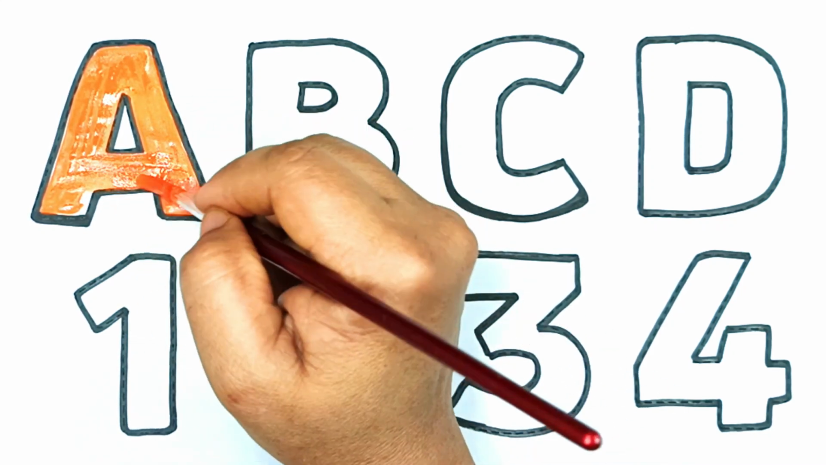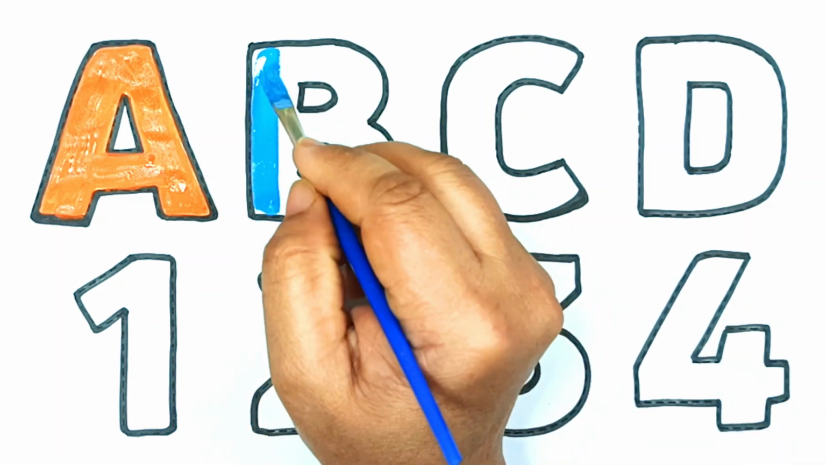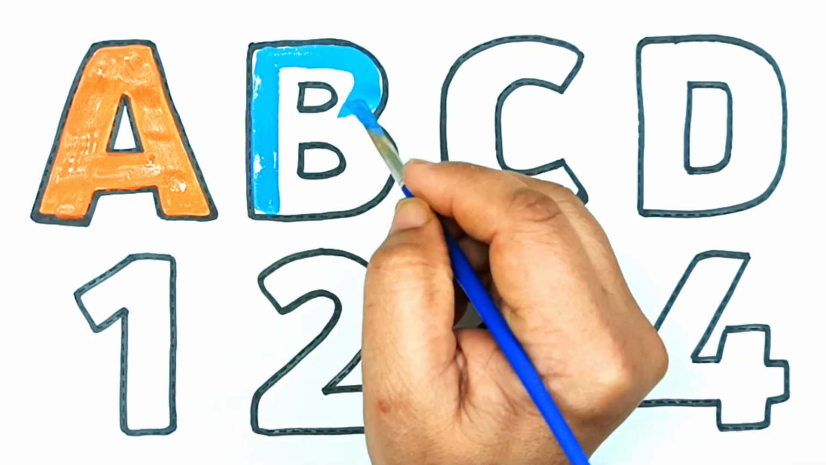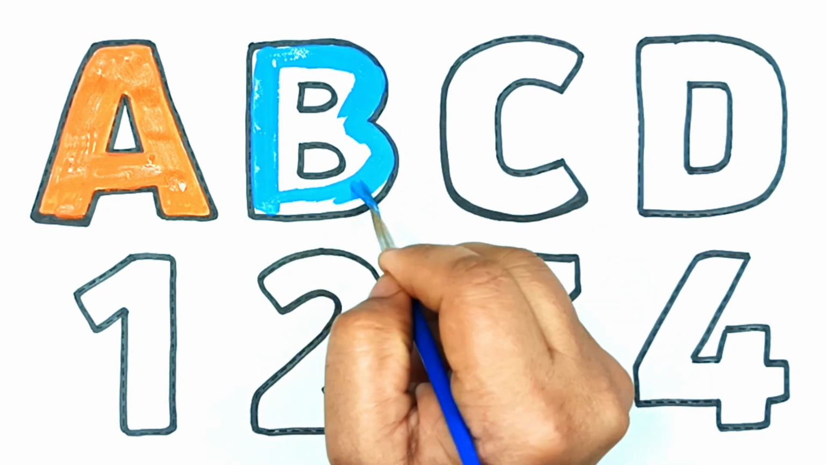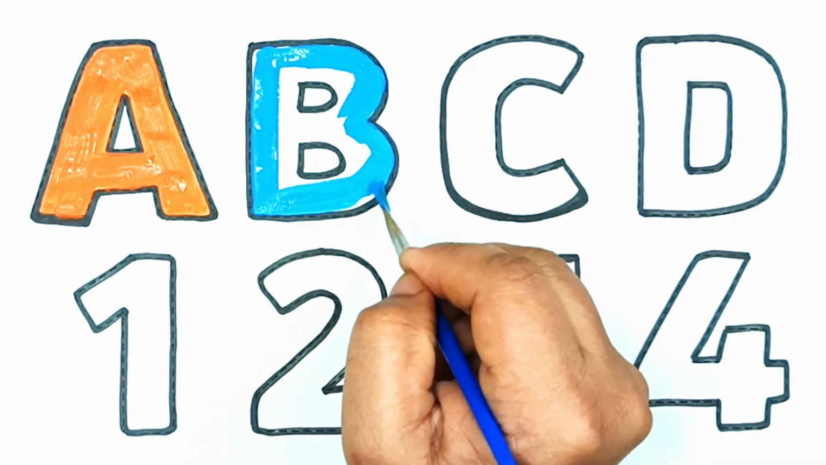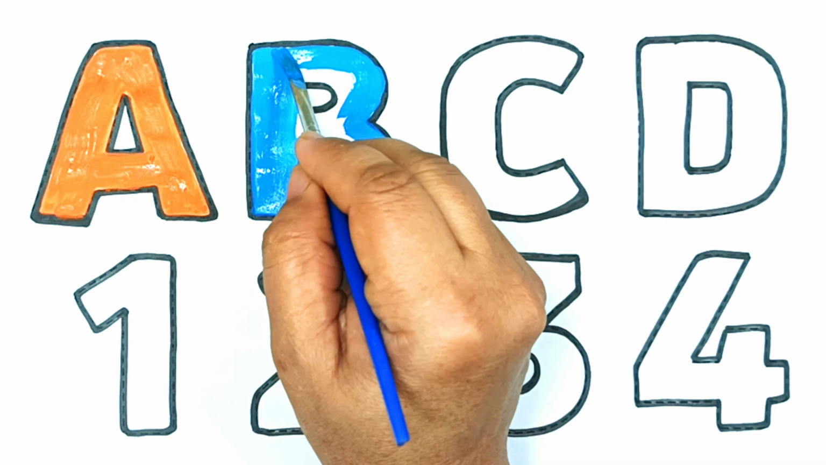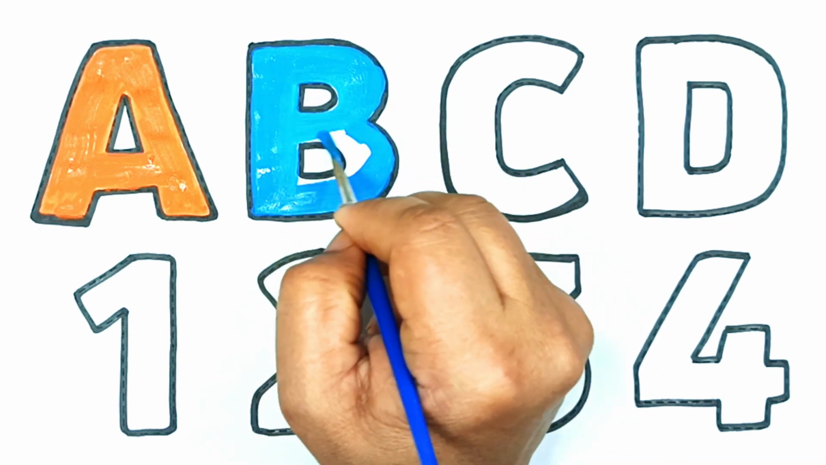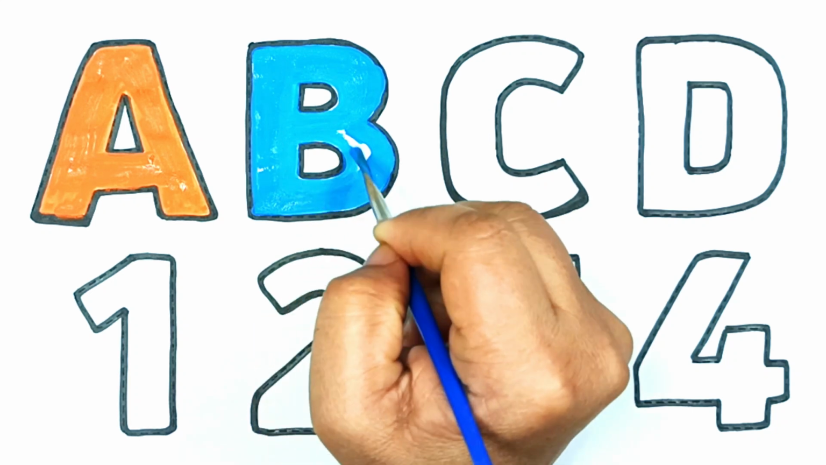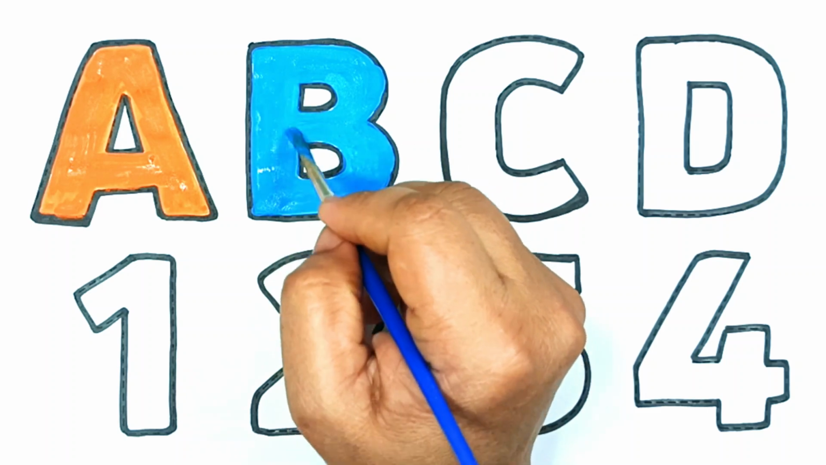A is for airplane. It flies in the sky. B is for baby. Sometimes it may cry.